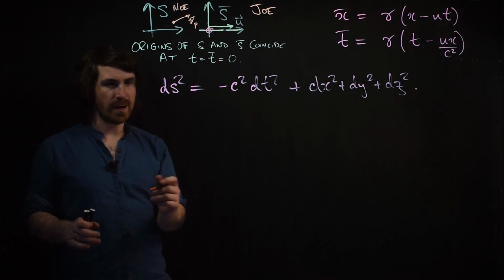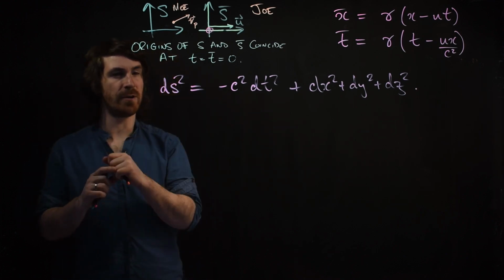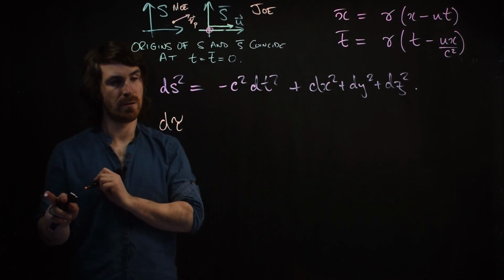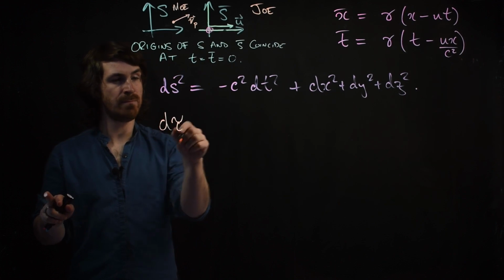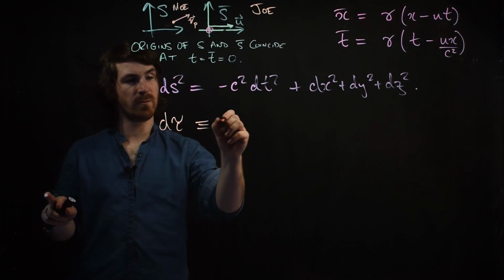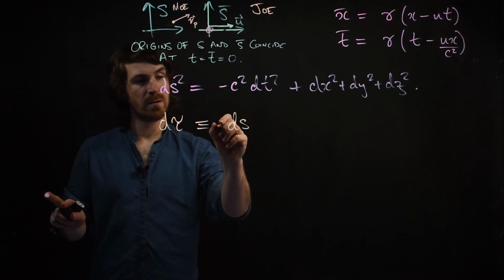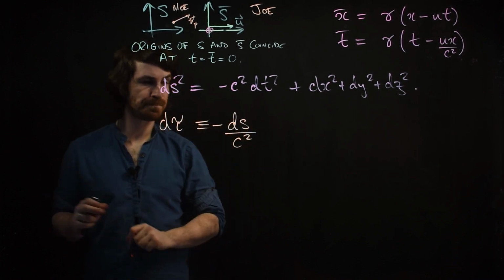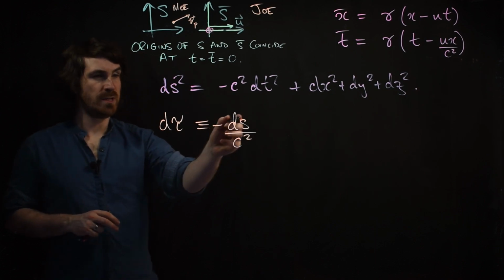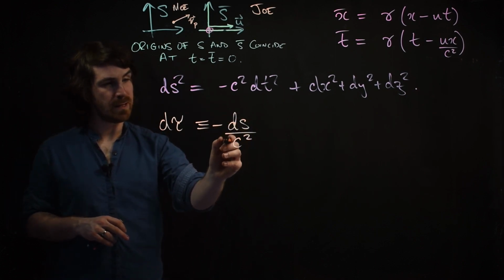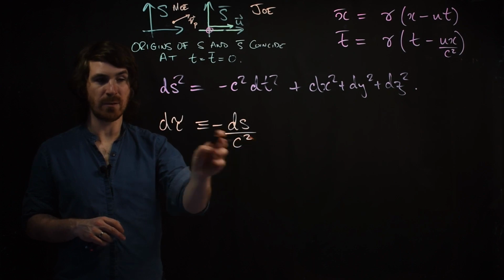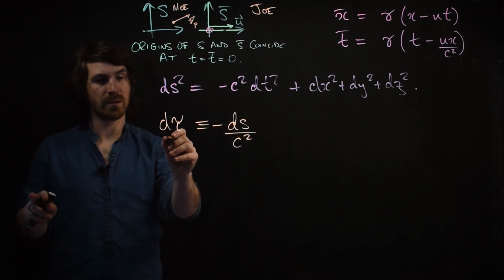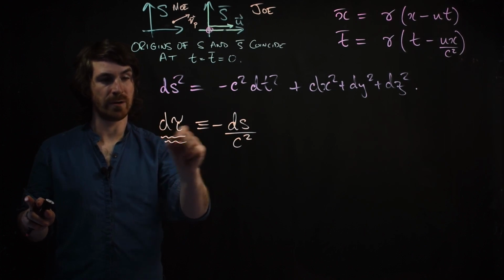So let's define a quantity. So this is an invariant. Let's define a new quantity called delta tau. And this is the invariant time. And this is given by ds, and let's put a minus in front, and let's divide by c squared. So ds is an invariant. c is invariant. It's the same in all reference frames. So thus ds over c squared is also an invariant. So this d tau is an invariant also.